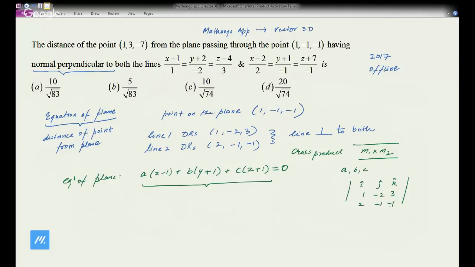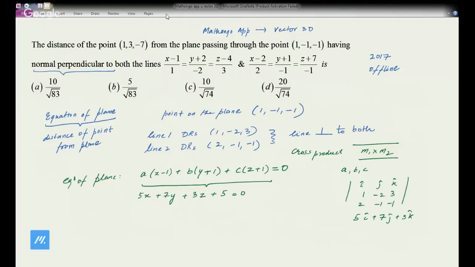What are those values? This is 5 i cap, this is 7 j cap, and this is 3 k cap. So if you notice, this becomes 5x + 7y + 3z, and the constant comes out from 5 minus 5 plus 7 and so on. So these are the values that you will obtain, and now you can just put in the point.